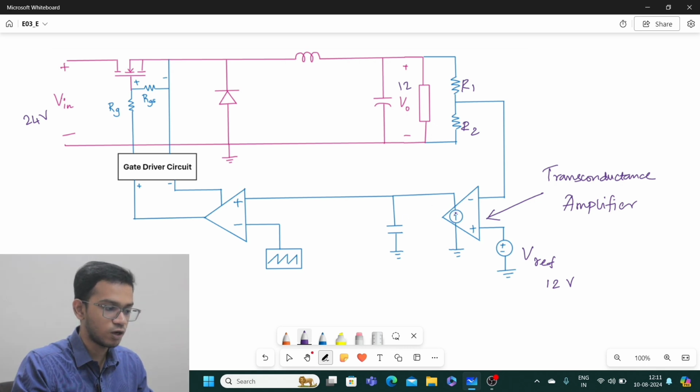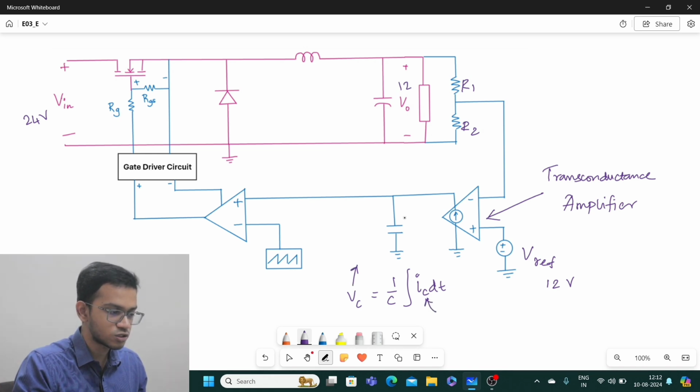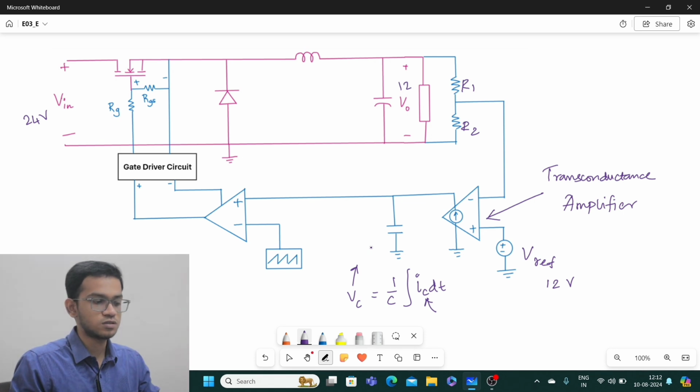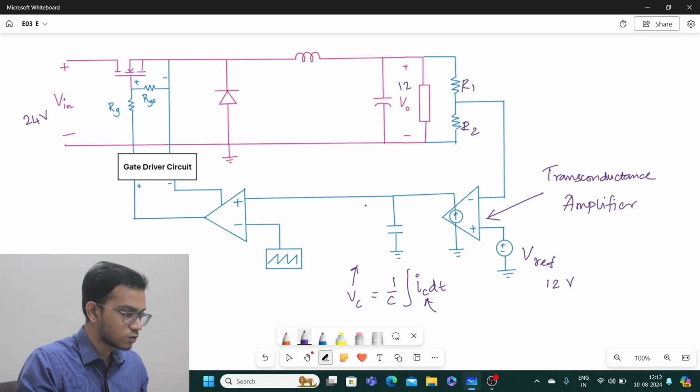When I am giving a current here, this current will be the input to this capacitor, and the integration of that capacitor current over time will give you the voltage across the capacitor, which is the output. So this voltage across it is the integration of the input. So we need a current to charge the capacitor to produce a voltage across it. That's why we are using a transconductance amplifier. Now this voltage is produced across this capacitor.